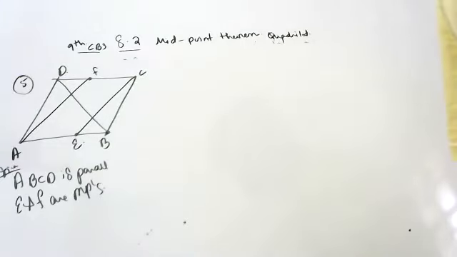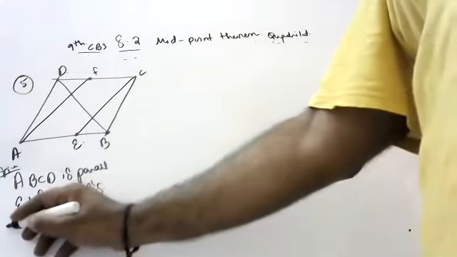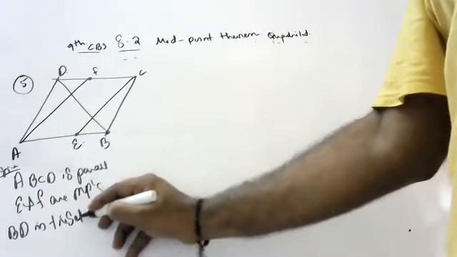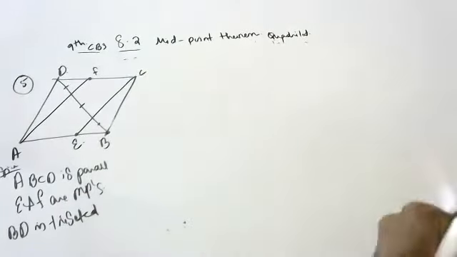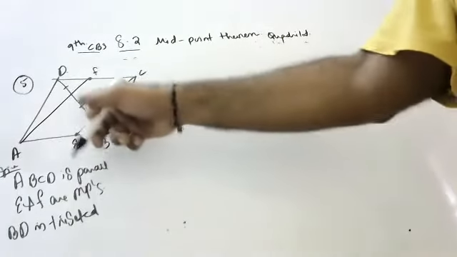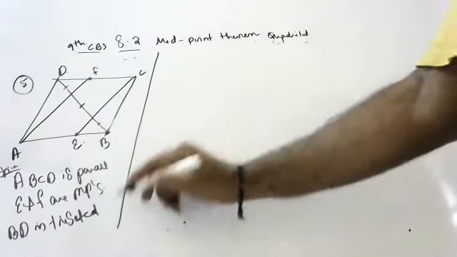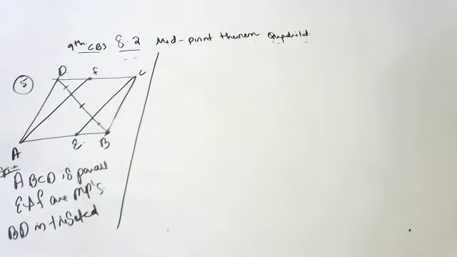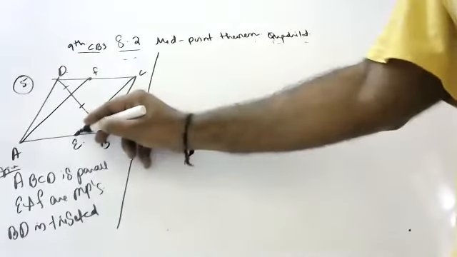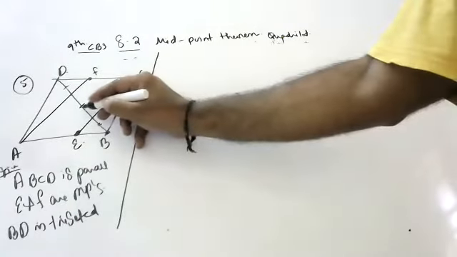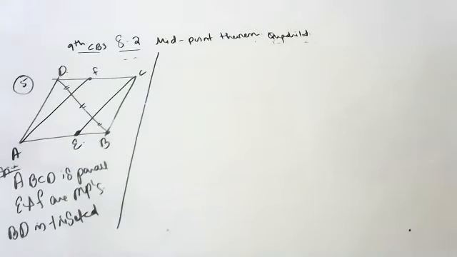Show that AF and EC bisect BD. Children, we have to show that BD is bisected, meaning these three parts are equal. BD is divided into three equal parts. So ABCD is a parallelogram, and E and F are midpoints. Okay, children, we have shown that these three are equal. Anyone wants to say something?